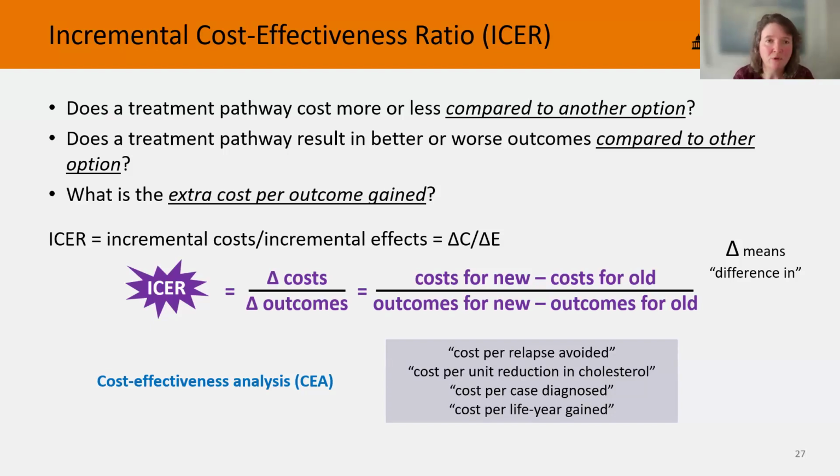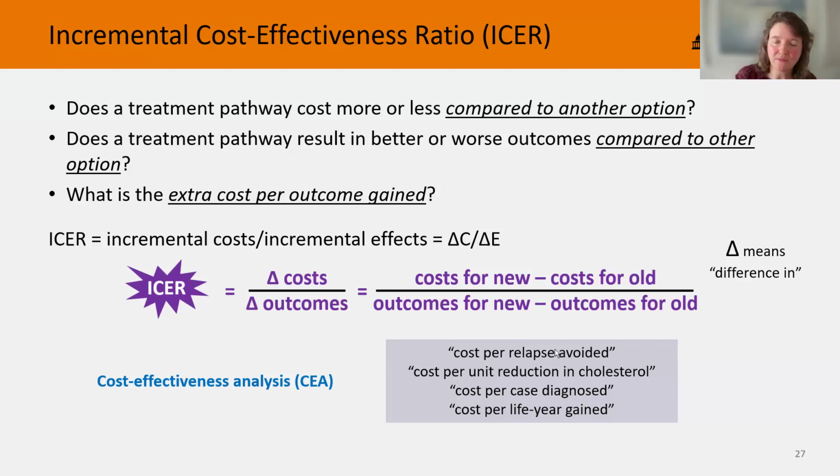So we've run a trial, we've done all the paperwork, sorted out the database, recruited the patients, captured all the data, and now we're adding everything up at the end, and we're looking at, does our new treatment pathway cost more or less than the old one? And does our new treatment pathway result in better or worse outcomes than the old one? And then the end result is, what is the extra cost per outcome gained?